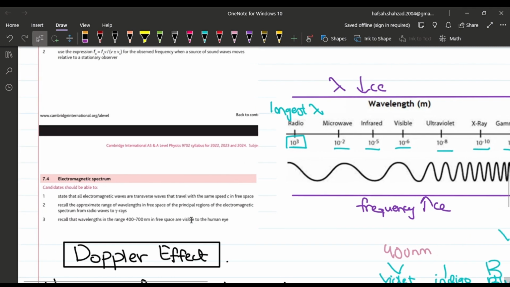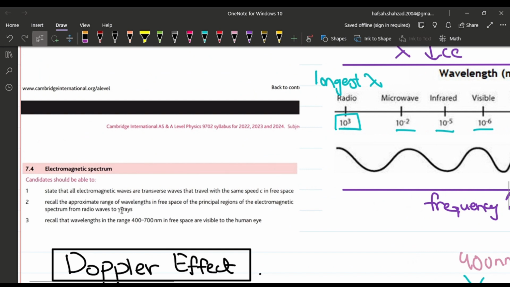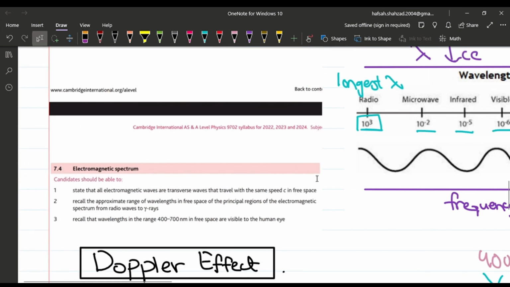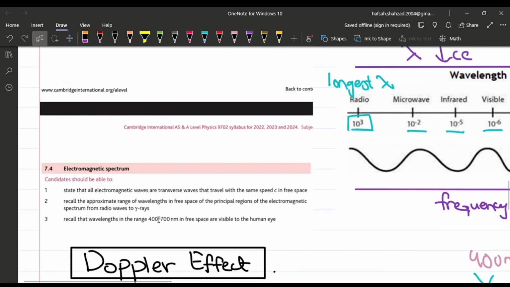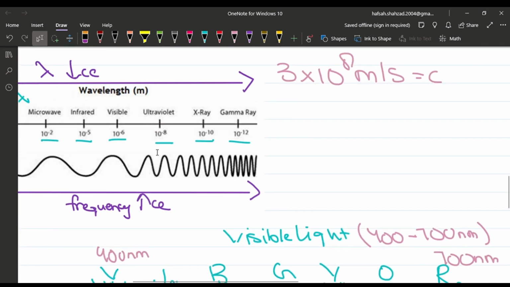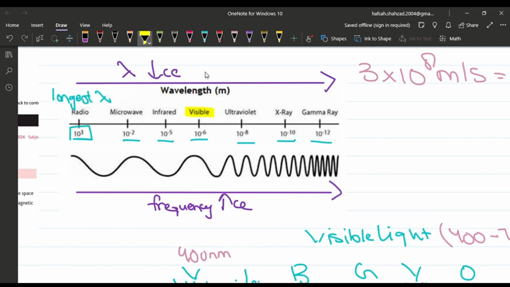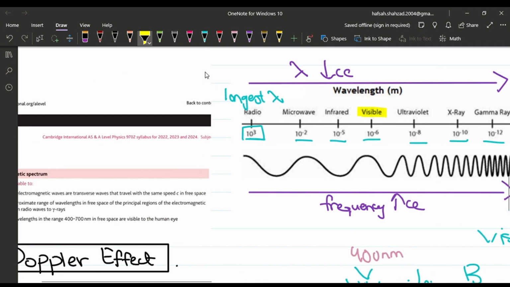Moving on, we have point number 2 says recall the approximate range of wavelengths in vacuum. Okay, we have mentioned this diagram over here, but you need to memorize. And third point is recall the wavelength in the range 400 to 700 nanometer in vacuum are visible to human eyes. So only this particular section of the EM spectrum is visible to human eye. We cannot see radio, we cannot see micro, we cannot see infrared, we cannot see ultraviolet, X-rays or gamma. We can only see visible light, therefore hence the name visible, because it's visible to our naked eye, right?